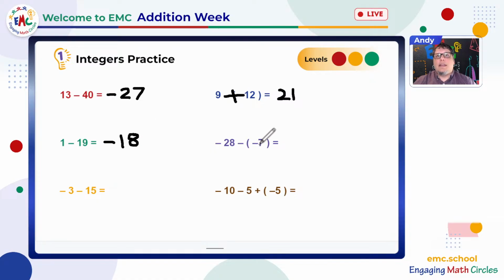-28 minus -7 is the same as adding 7. So we're going to start at -28 and go 7 to the right. We're going to go 7 closer to 0, which gives us -21. And then -3 minus 15, that's also -18. We're starting at -3, and we're going to go to the left 15 spaces.